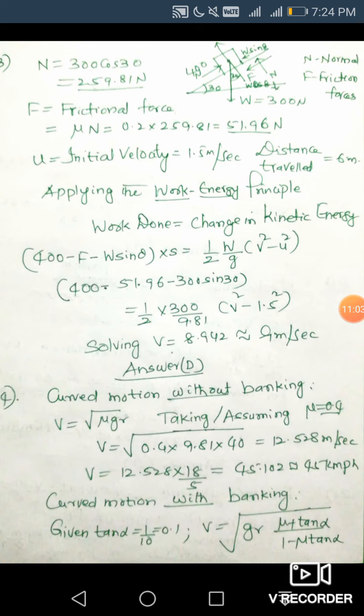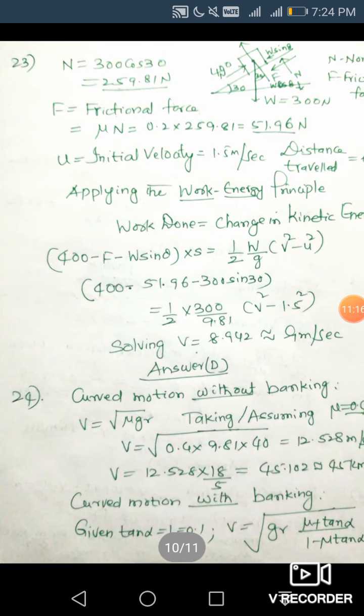W is already given, 300 newtons. So substitute that, and the only unknown parameter here is the velocity. The velocity I got is equal to 8.942, that is approximately 9.9 meters per second. So your answer is D.